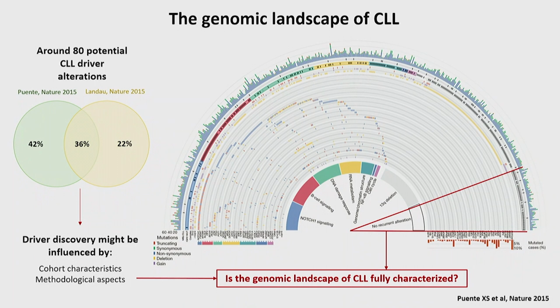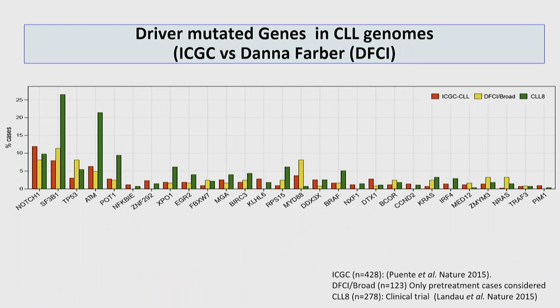So these questions led us to think that probably the landscape of CLL was still not fully characterized, and there were some questions that needed to be addressed. One aspect that we learned by comparing these studies is the heterogeneity of the disease, and important aspects like the clinical stage in which the patients were sequenced were very important. They were telling us something.